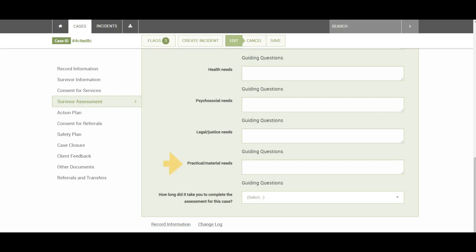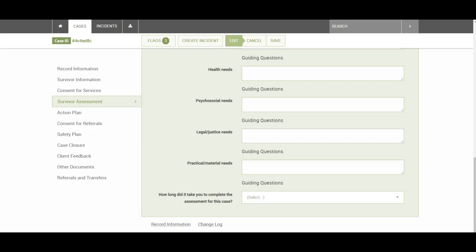Practical or material needs. Does the survivor have access to income? Does she have access to food, clothes, phone credit, transportation, etc.? What are the survivor's sources of support, including family and community? Is the survivor's lack of income impacting her ability to be safe? Is the survivor's lack of or access to income putting her at risk for violence?